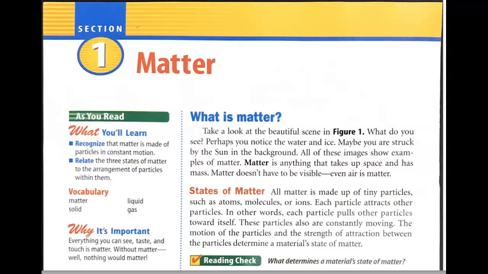I'm going to read aloud the section on matter that goes with your module page and the questions here. So, all right, what is matter?